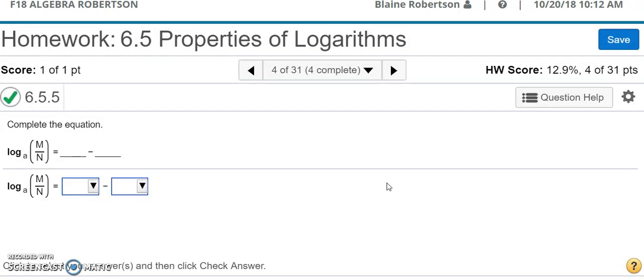All right, so now it's asking us about the quotient rule this time. And remember, whenever you have a quotient, your fraction here inside the log expression, you can change it to subtraction. You are going to have log with the same base of your numerator minus log with the same base of your denominator. So remember, it's numerator minus denominator and not the other way around.